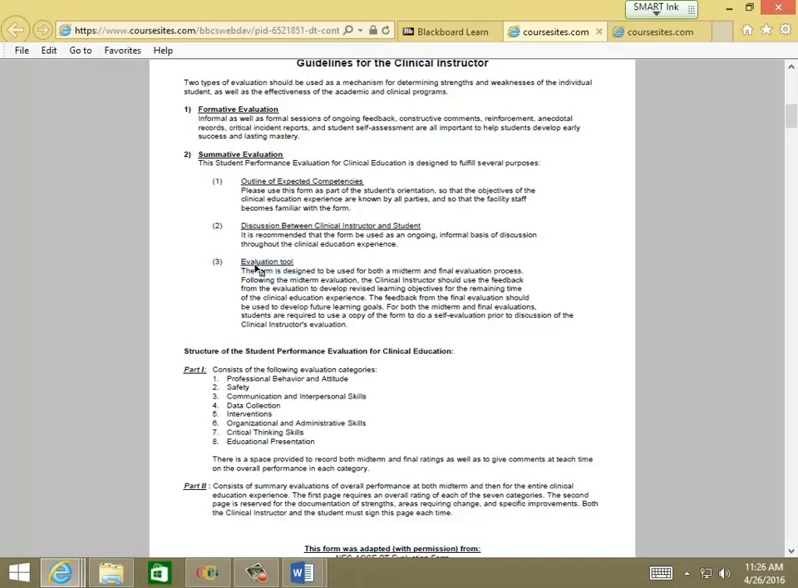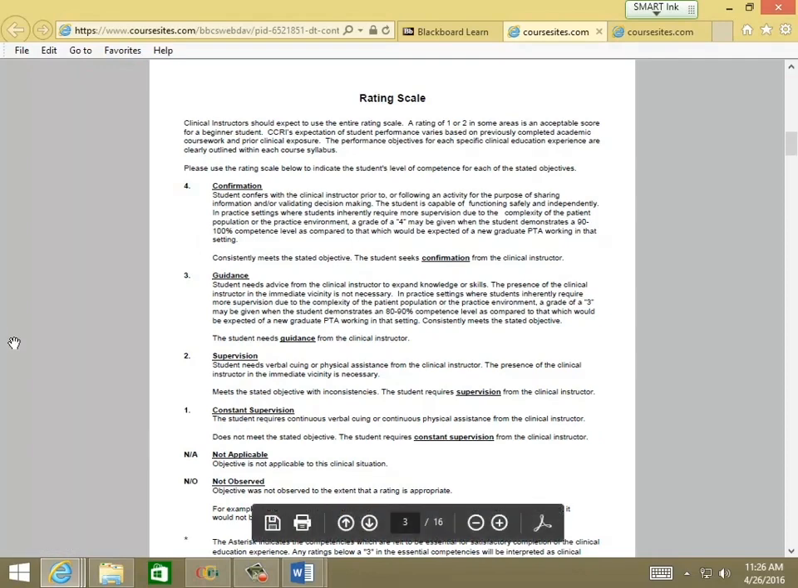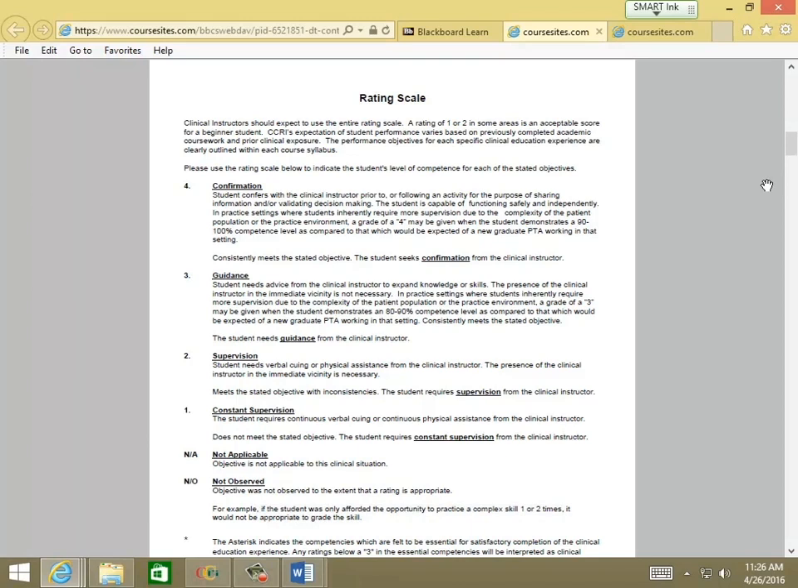All right, so looking at this particular evaluation tool here for the midterm and the final, let's roll down here to the rating scale. And you'll see that each of the areas that we grade the student on at midterm and final will be graded using the following scale. The 1 through 4 scale is used to give a numerical rating. A 4 is the highest score the student can get.